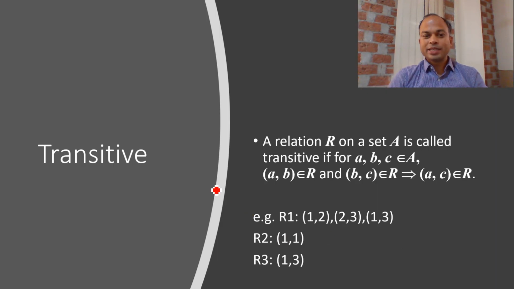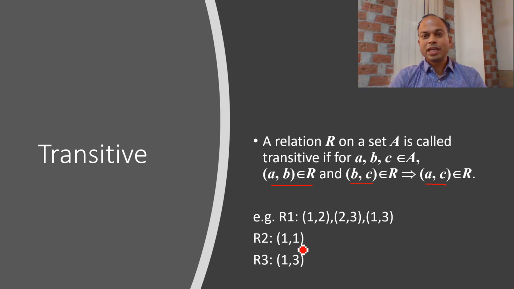If we talk about the next important property, this is called the transitive property. In the transitive property, if A is related to B and B is related to C, then A should be related to C. For example, (1, 2), (2, 3), (1, 3) is a valid example. I mean A is related to B, B is related to C, and A is related to C. Therefore, R1 supports the transitive property.